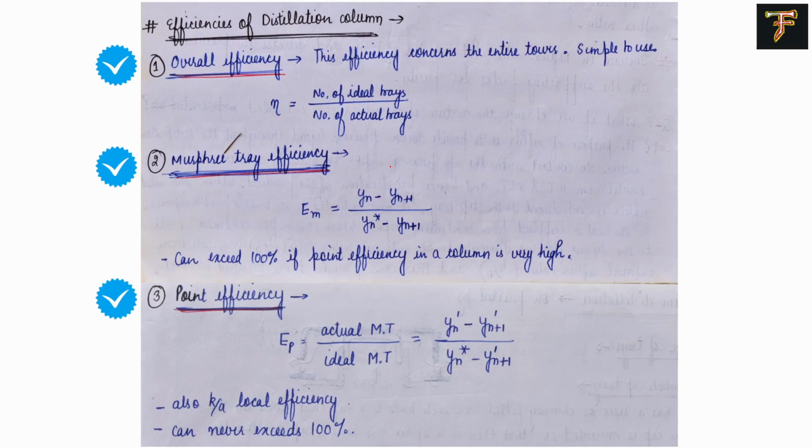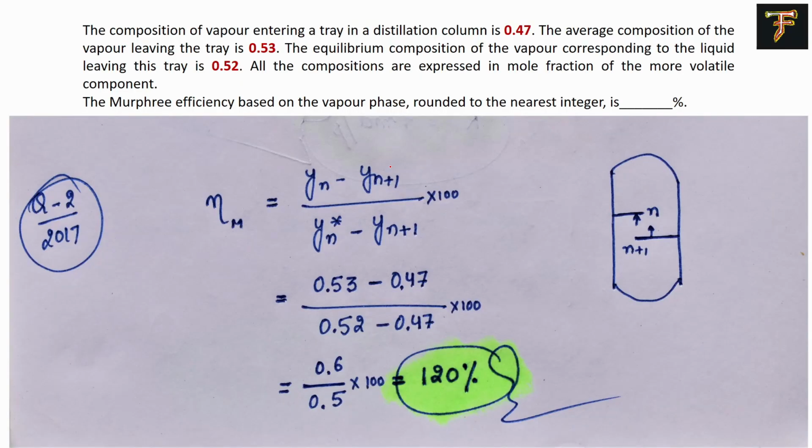So they have asked us to calculate the Murphy efficiency here. Now if you look back at the question, they mentioned the composition of the vapor entering the tray. This is our distillation column, and the vapors are rising slowly up to the top. So we have a tray n, and then we have a tray n plus 1. Whatever vapors leave from n plus 1 will enter at n, and from n there will be new vapors that leave, which will be yn. So the vapors that are about to enter are yn plus 1, and the vapors that are leaving are yn.